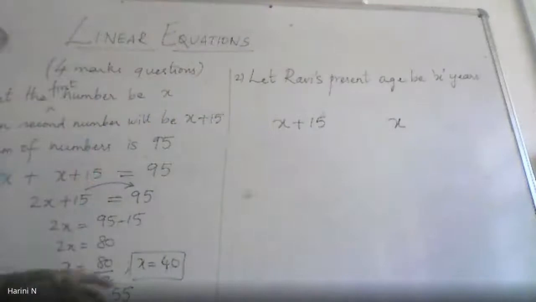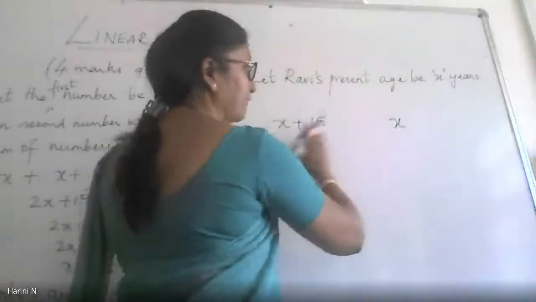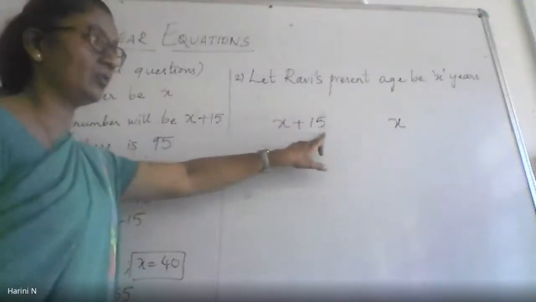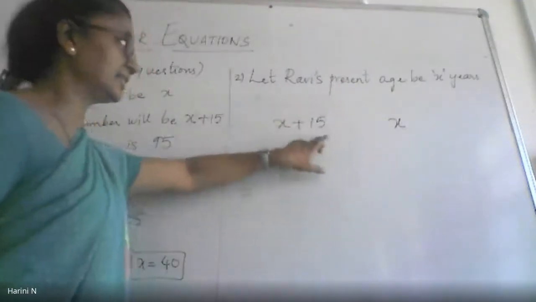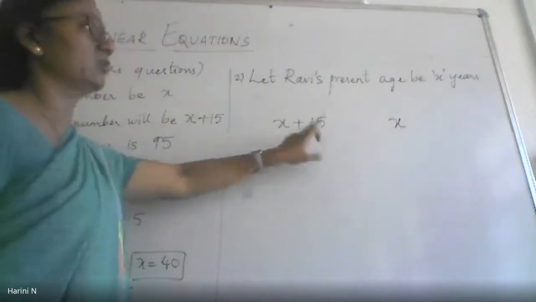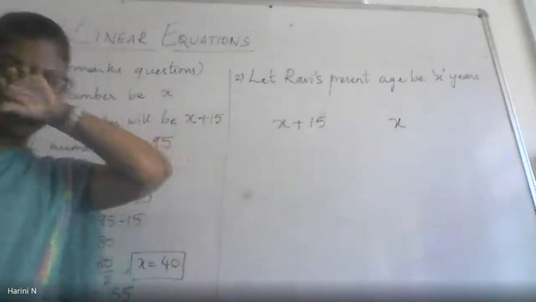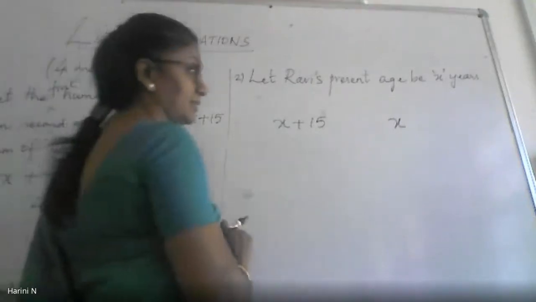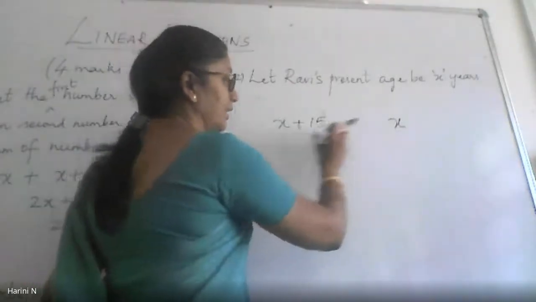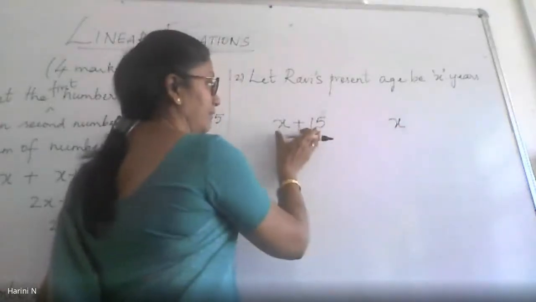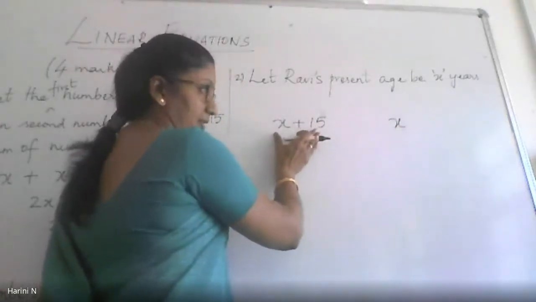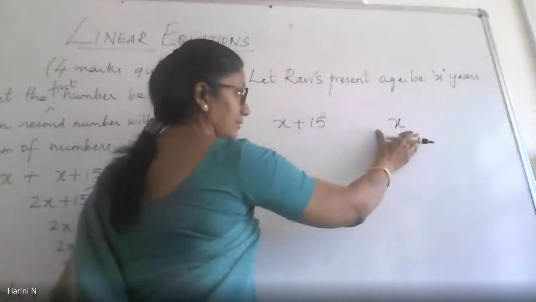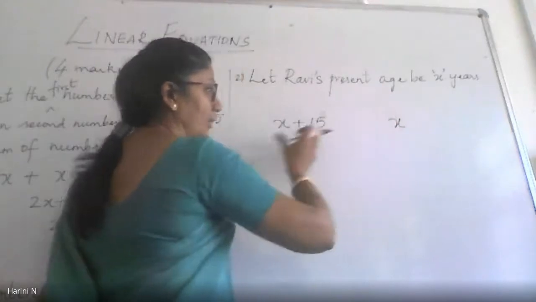Now there is a relationship or some connection given between them. It is said 15 years from now, this is Ravi's age after 15 years. So 15 years from now, Ravi's age will be 4 times his present age. So where should I bring that 4? 15 years later, this is his age. This age is 4 times the present age. Where do I put that 4?